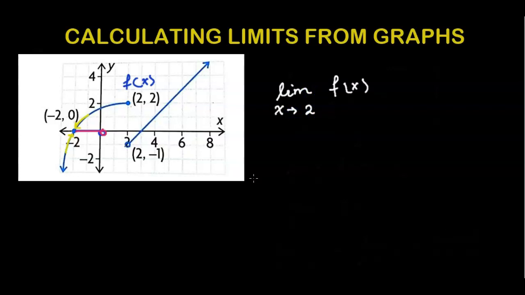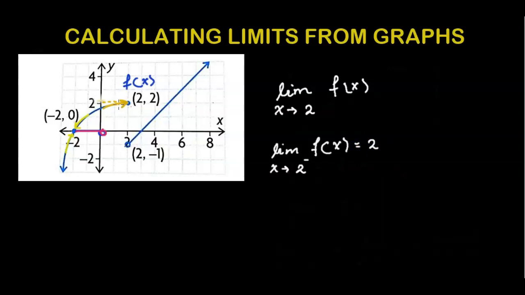Again, we follow the same procedure. We are going to be moving towards x approaching 2 on the graph. We notice when we are approaching 2 from the left side, the y value that we are approaching is approximately 2. So we can write it as limit x approaches 2 from the left side, f(x) is equal to 2.